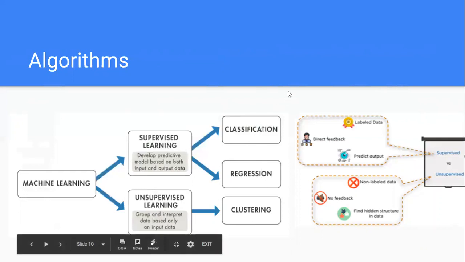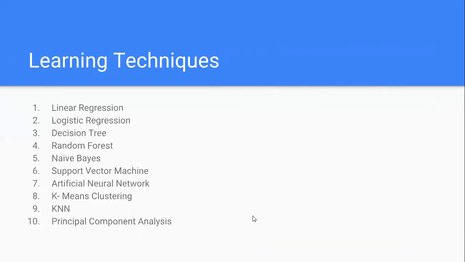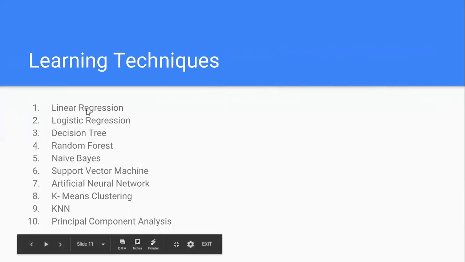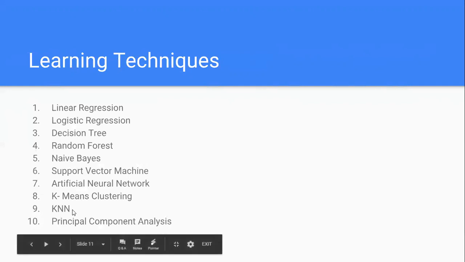So each classification algorithm will be explained in detail. What are the prerequisites? What are the assumptions? What is the mathematics behind each algorithm will be explained in detail. And the same goes for regression as well as clustering techniques. So in this course, you will master listed techniques like linear regression, logistic regression, decision tree, random forest, naive Bayes, support vector machine, artificial neural network, k-means clustering, KNN, principal component analysis.